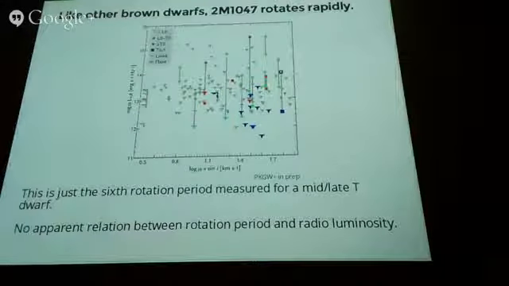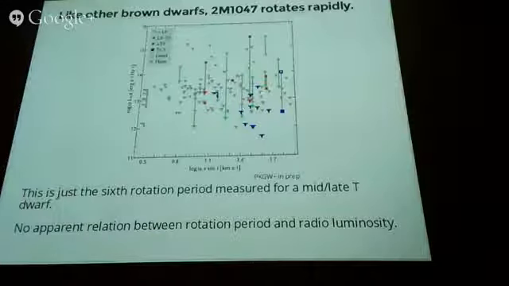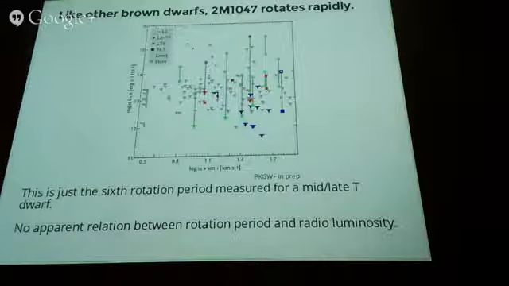So if we take that rotation period, here we've converted it to a V sin I, and so here's radio spectral luminosity versus V sin I. Again, this is the most rapidly rotating radio-detected brown dwarf compared to things that have been detected. No obvious trend there. This is just a 6th rotation period measured for a mid or late T dwarf. And the rest have been done in the infrared, and their cloud variability makes those rotation period measurements a fair bit more uncertain.